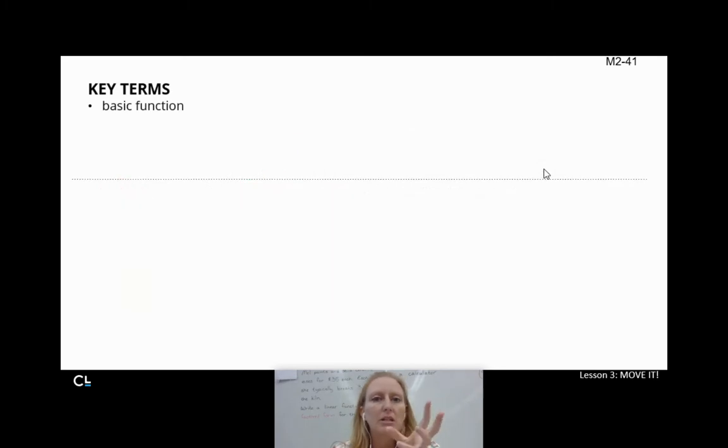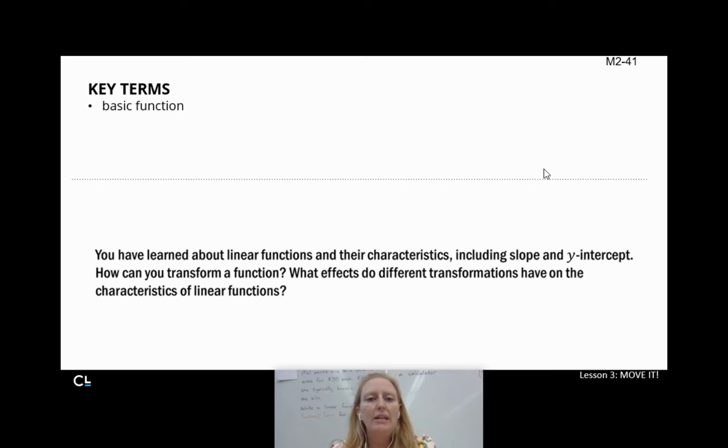So we already talked about a basic function. We said it's the simplest form of that function. And so what effect is this transformation of multiplying our function by a number going to have on the characteristics of our functions?